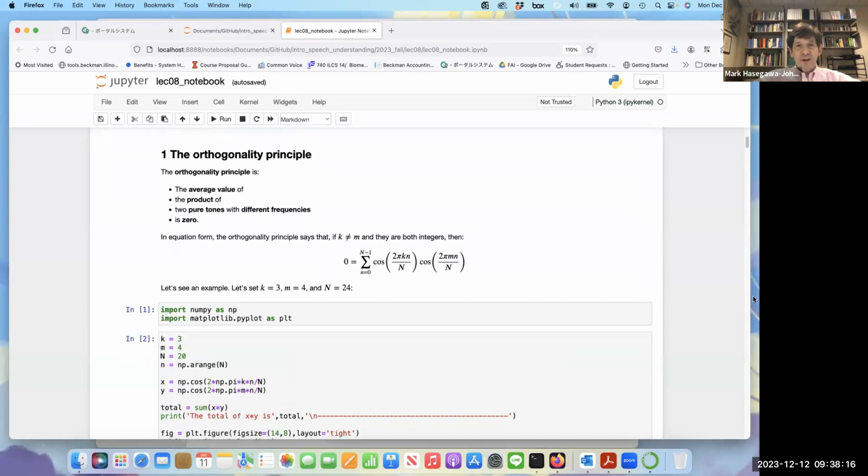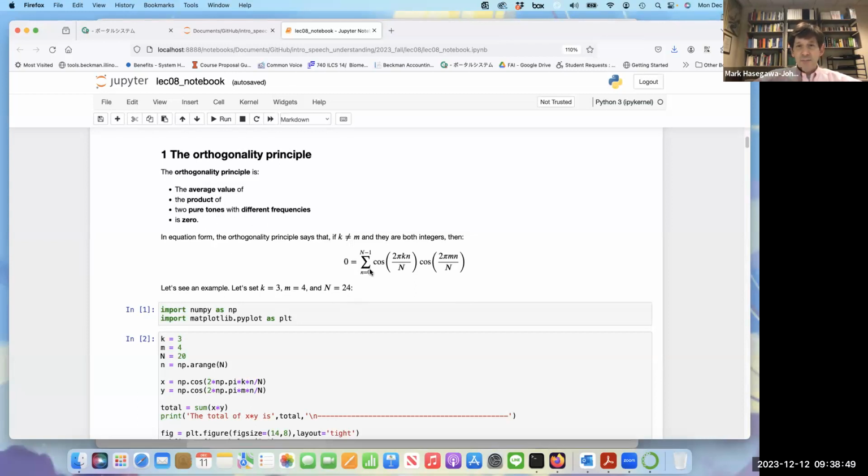It's a metaphor for the fact that if we multiply together two pure tones, a cosine at one frequency multiplied by a cosine at a different frequency, and then average the product, the average of that product is 0. And so let's do an example. The average value of the product of two pure tones with different frequencies is 0. So this is the fundamental idea that we'll use today for the Fourier transform.